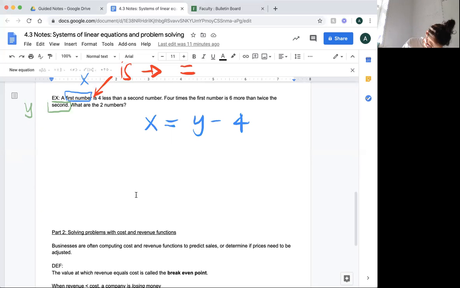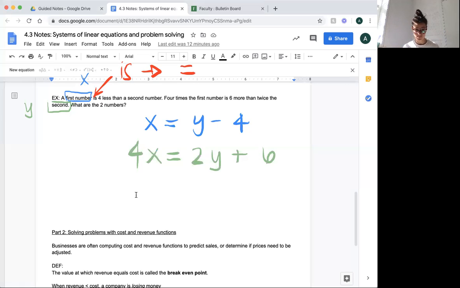Okay, so we have 4 times our first number is, so we have that equal sign, 6 more than twice the second. So we have twice the second plus 6. Okay, so we have 4x equals 2y plus 6. And now we have, I was almost about to spoil the way to solve it.